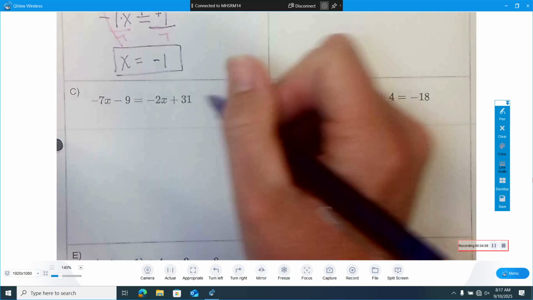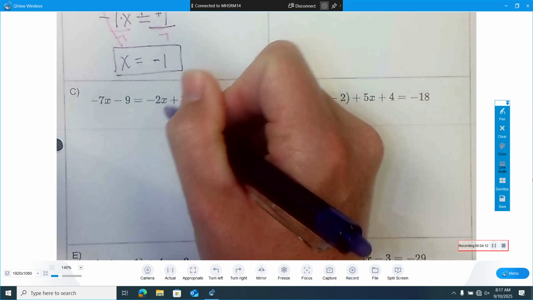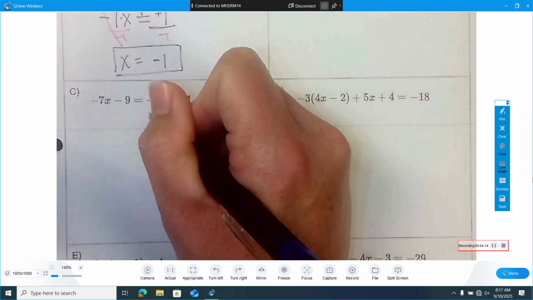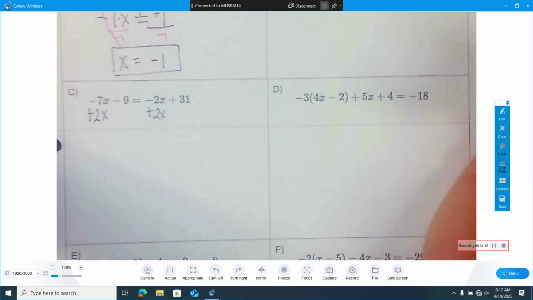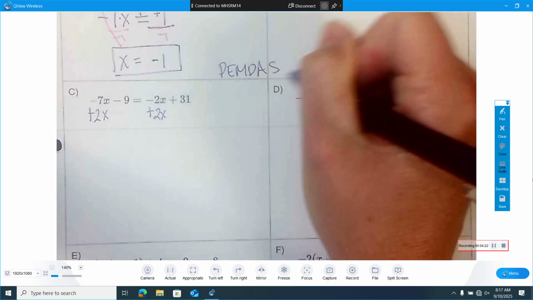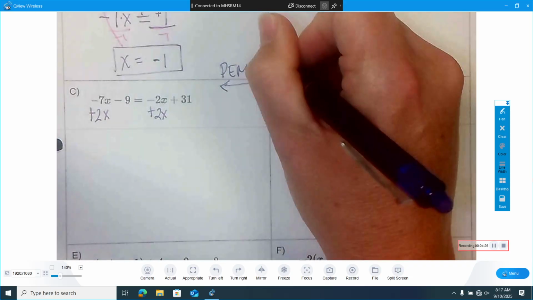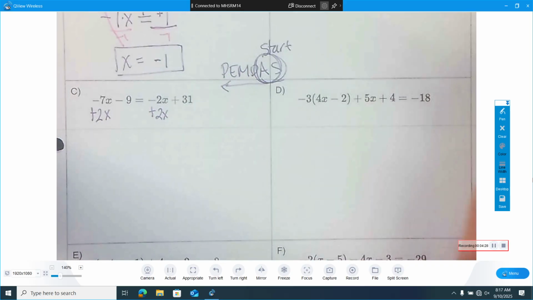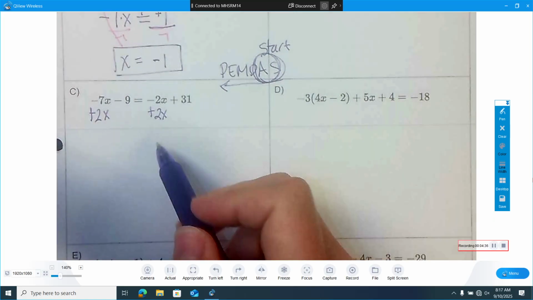All right, again, I'm going to take my letters and I'm going to move them to the left. So I'm going to take this negative 2x. How do I move it? Add 2x. Add 2x. When we're doing solving, we're actually doing PEMDAS backwards. We're starting with any adding or subtracting that we can do. We start with adding and subtracting. And then next we would try to multiply and divide. So we do PEMDAS backwards when we're solving.